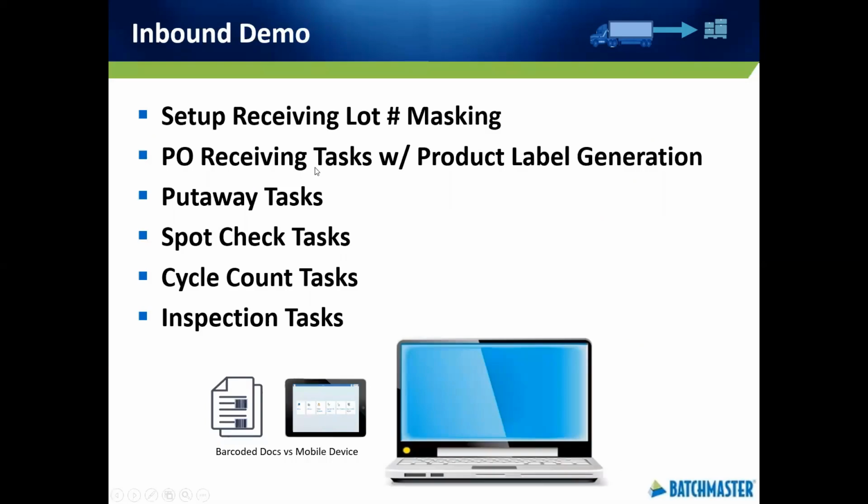And Caleb's going to show us how to set up a receiving lot number mask. And again, that's how to associate a vendor manufacturing lot number to our internally generated lot number. He'll address receiving a PO, line item, and generating product labels. And then go through the put away tasks, spot check, cycle count, and inspection tasks. So with that said, let me hand it over to Caleb.